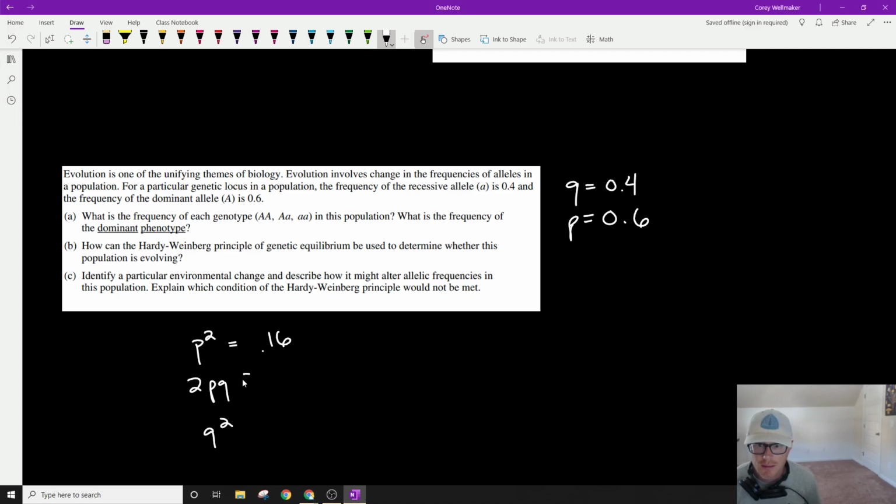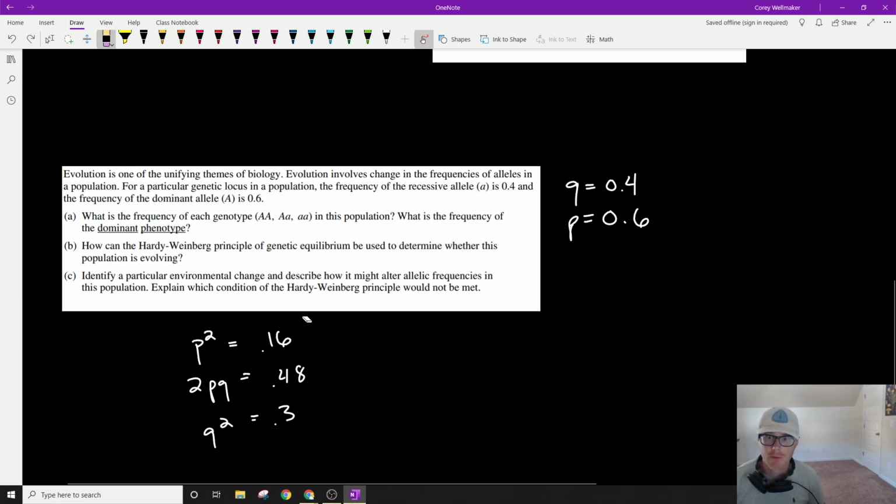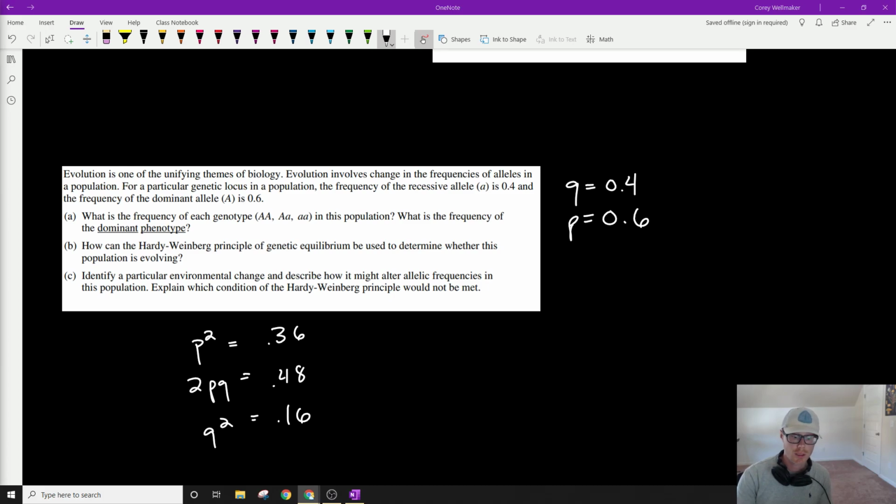0.48, and what is that, 0.36? Whoops, sorry. I flip-flop my P's and Q's. 0.36, and then Q squared is 0.16. And that should all add up to equal 1 if I've done the math correctly. 0.36 plus 0.48 plus 0.16. Okay.